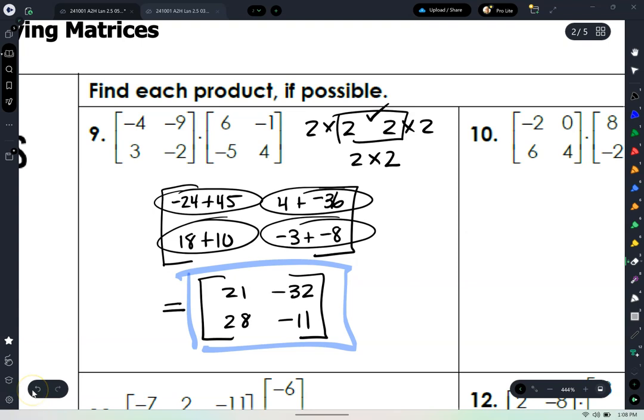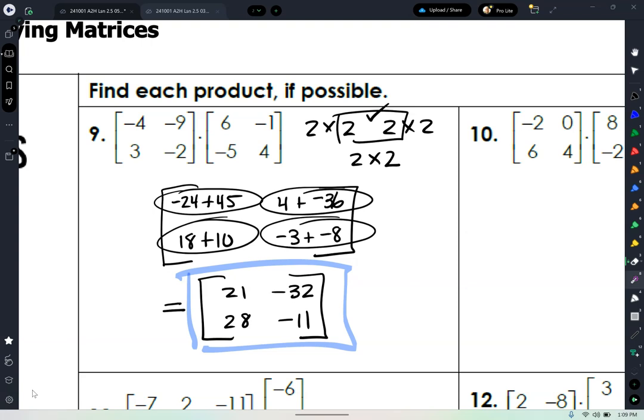All right, here we go. Let's take a look. You should have come up with this right here. Check your work, check your answers, okay? Questions? Not too bad, right? It's just keeping track of everything and paying attention to the details, okay?